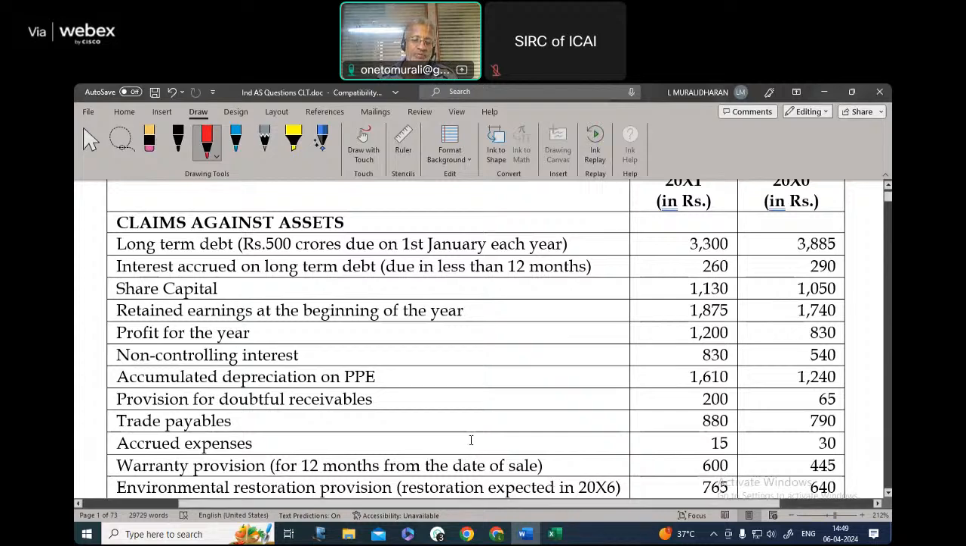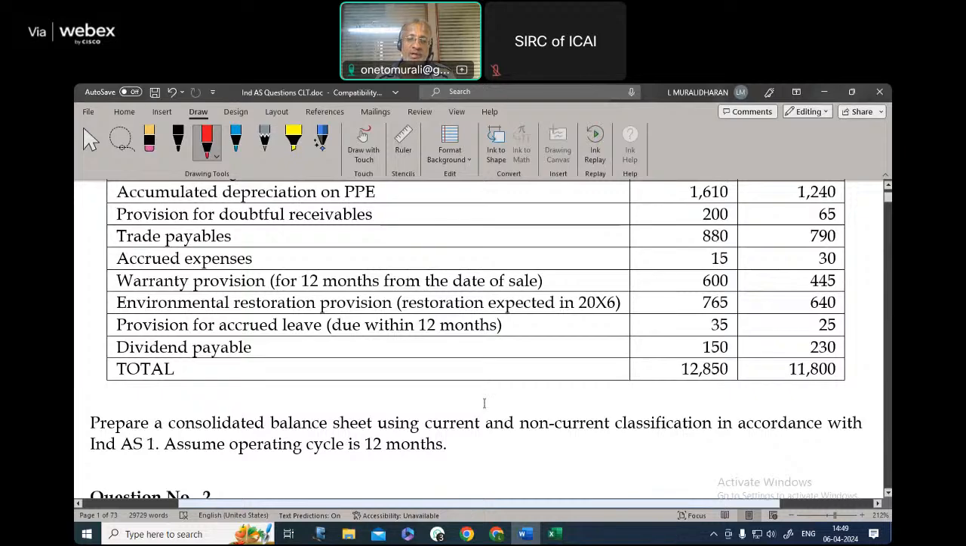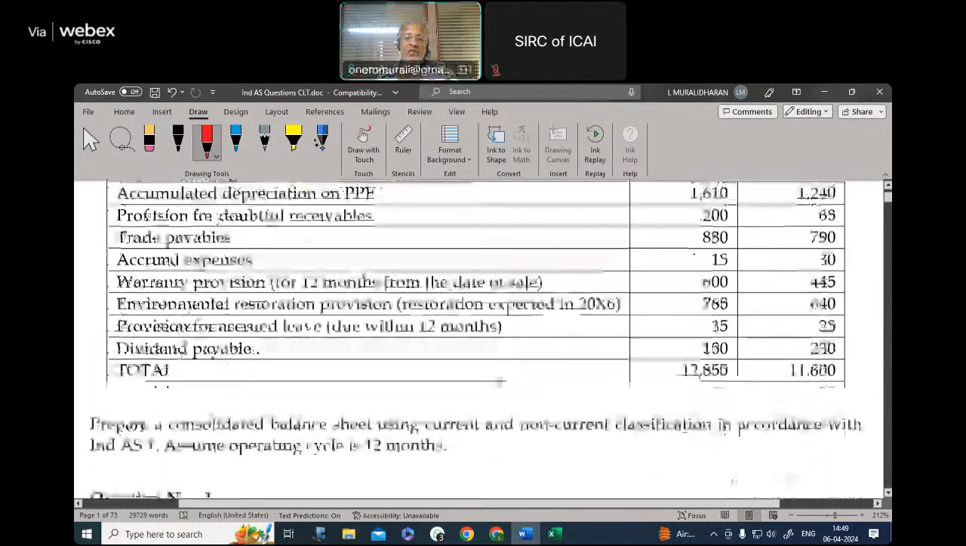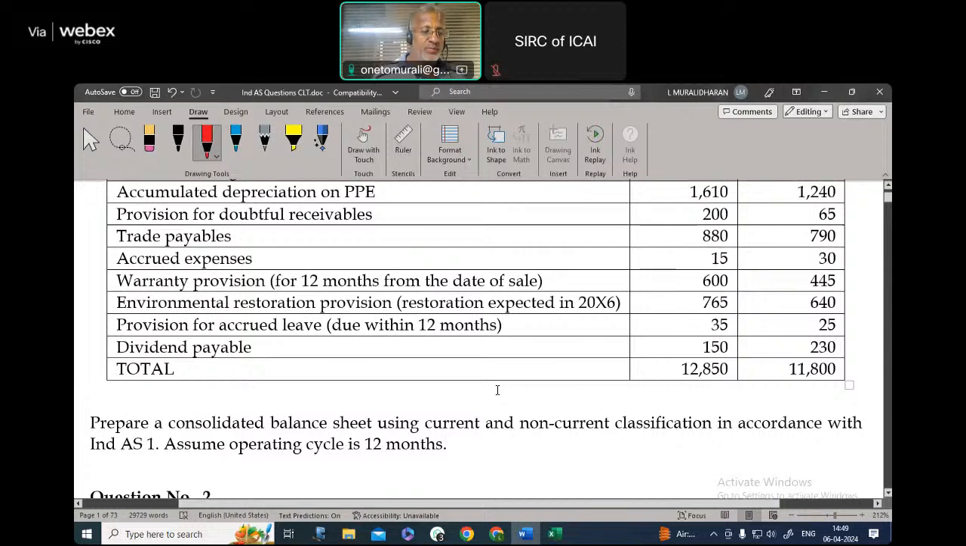Environmental restoration provision, restoration expected in 20x6, a long-term provision. Then provision for accrued leave due within 12 months 35 and 25. Dividend payable 150 and 230. And total is 12,850 and 11,800. Prepare a consolidated balance sheet using current and non-current classification in accordance with AS 1, assuming the operating cycle is 12 months.